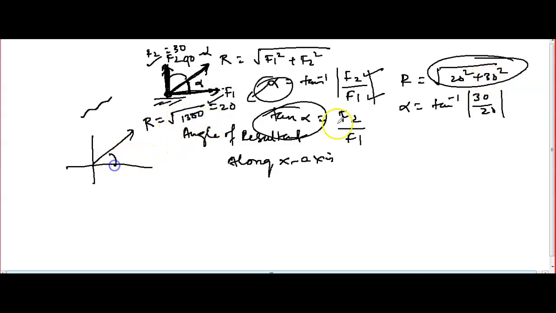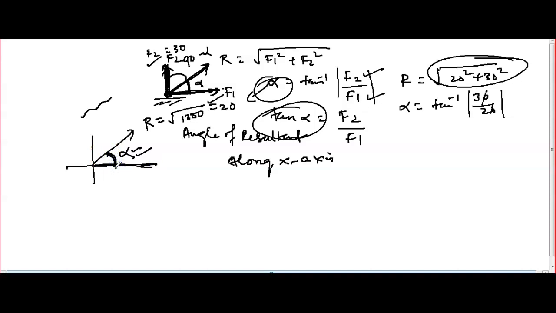And this alpha you can find by calculator: tan inverse of 3 by 2, how much you are getting here, that is the alpha in degrees. This is the angle in degrees. You can find alpha and substitute it here, and this alpha is always along with the x-axis, so you have to draw the free body diagram like that.